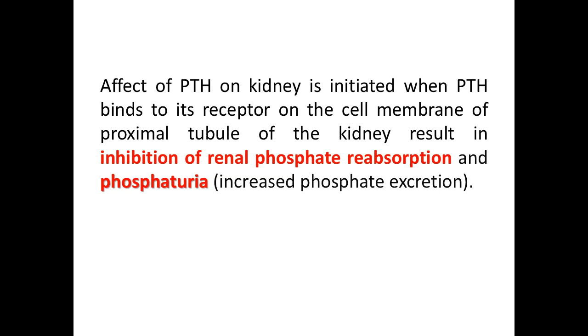On the other hand, the effect of parathyroid hormone on the kidney is initiated when the parathyroid hormone binds to its receptor on the cell membrane of the proximal tubule of the kidney. This inhibits renal reabsorption of phosphate and causes an increase in phosphate excretion in the urine, a condition called phosphaturia. Parathyroid hormone will inhibit reabsorption of phosphate from the renal tubule and cause increased phosphate excretion in urine.